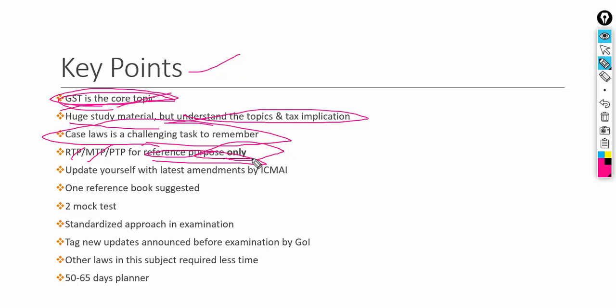Do not keep that as a base, especially do not read the answers as they are. So try to read the questions with regards to the recent amendments that happened in the real-time environment. So update yourself with the latest amendments issued by the institute, that is ICMAI. You also can refer to CA Club India or any other finance portal to get updated with regards to the tax.